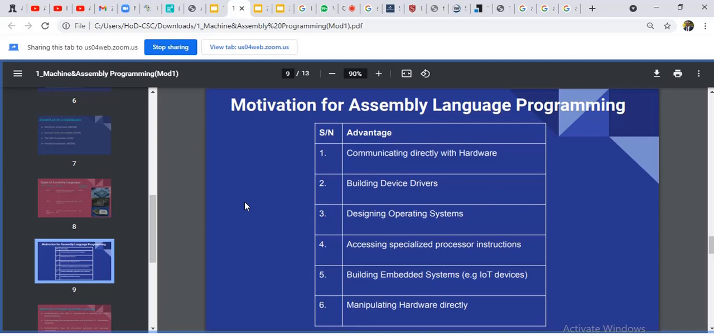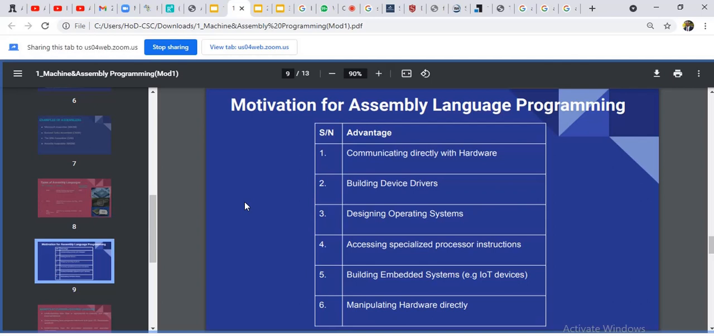So you use assembly language to write those drivers, like your printer drivers, like the USB cords you use for charging or for transferring files from your phone to your laptop. You use assembly language to build those things. And you also use assembly language to write or design operating systems, like your Windows operating system, like your iOS, like your Android. They are designed using assembly language. And it also allows accessing specialized processor instructions.